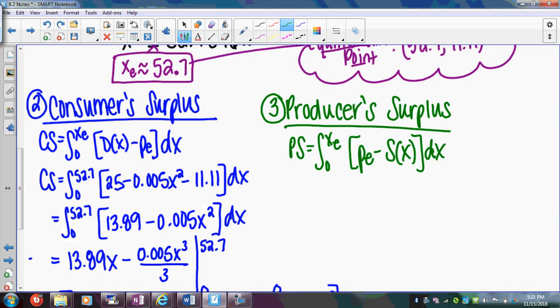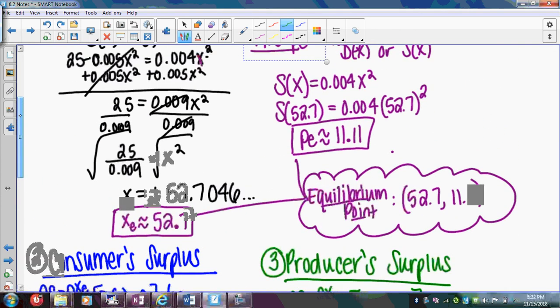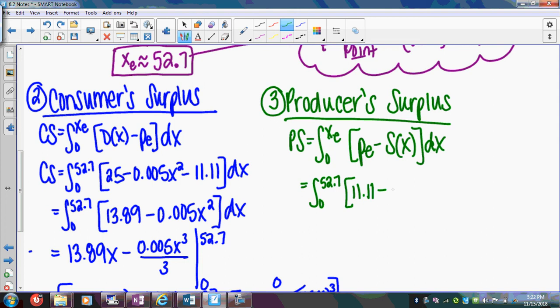So we plug in everything we know. So we have 0 to 52.7 again. So it's the same setup. We have 11.11 to start, the price, minus the supply function. So the supply function's that 0.004x squared. And now we can go ahead and integrate. So it's going to be 11.11x minus 0.004x to the third over 3.